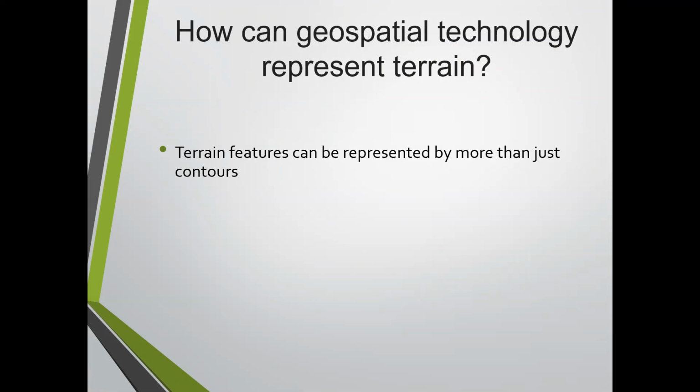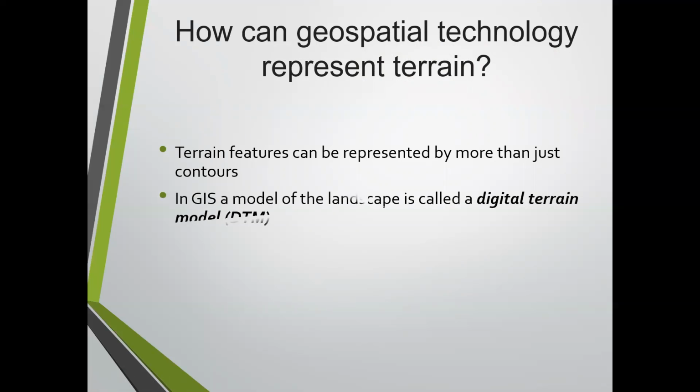So terrain features can be represented by more than just contours. Contours are pretty much relegated to flat plane maps. Even if you are working in 3 dimensions, like using Civil 3D software, your published information for your engineers or your projects is going to show contours as well. But we can actually model things in 3D.